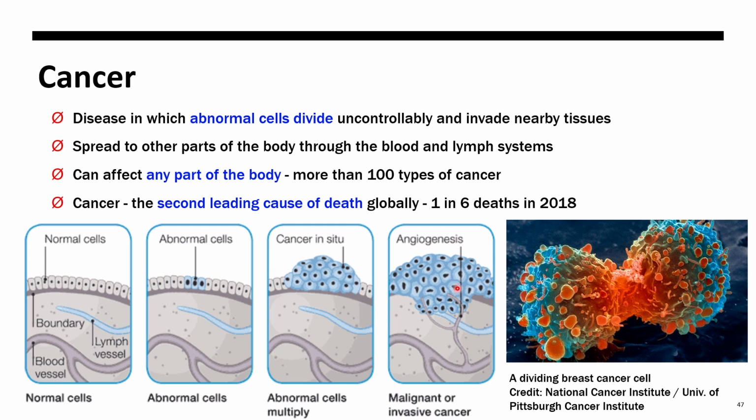And when these cancer cells are near blood vessels or the lymph system, they can be passed from one place to another through blood or the lymph system and can affect any body part. In the world now, there are more than 100 types of cancers. Cancer is the second leading cause of death globally.